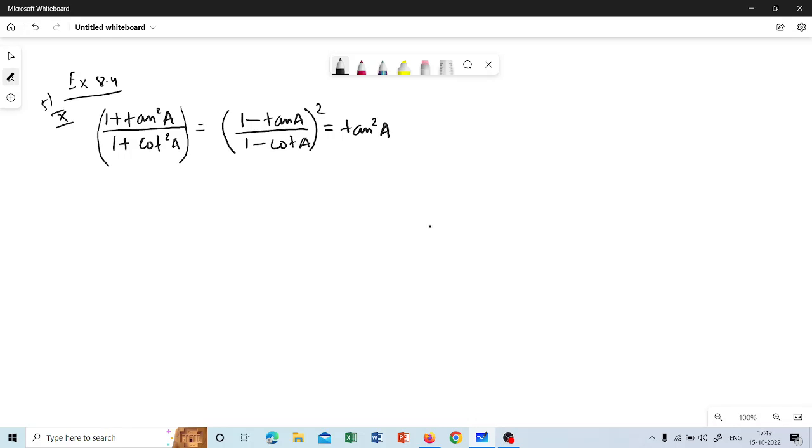I'm going to begin with the last question of this exercise 8.4, which asks to prove that these two results are the same as the RHS, equal to tan square. So now I'll start with (1 plus tan square A) by (1 plus cot square A). This is nothing but, using the identities, I'll write the identities again here.